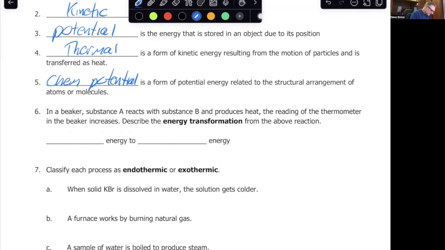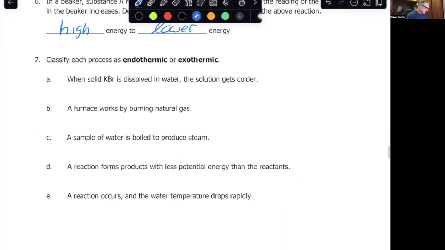But always higher energy to lower energy. We're going to cover that again because that's a very important concept. Okay, classify each as endothermic and exothermic. So some of these get a little bit weird, and some of them can almost be a little debatable depending on how you look at it.